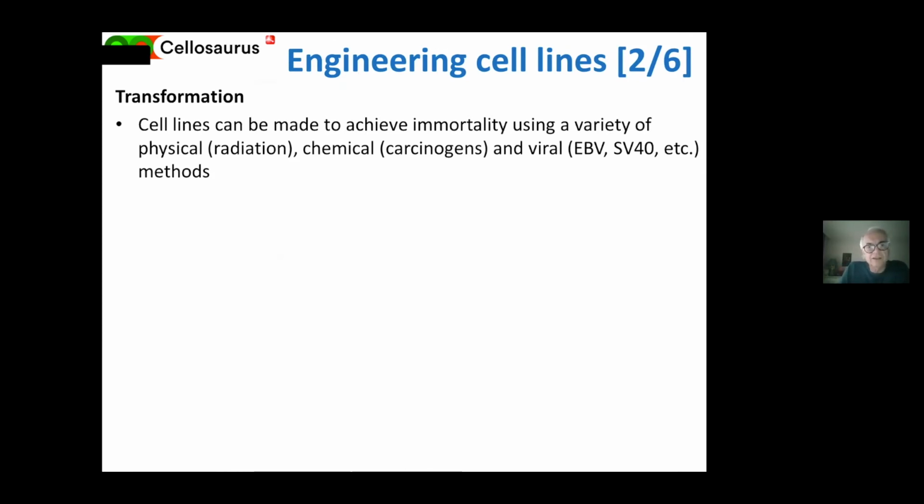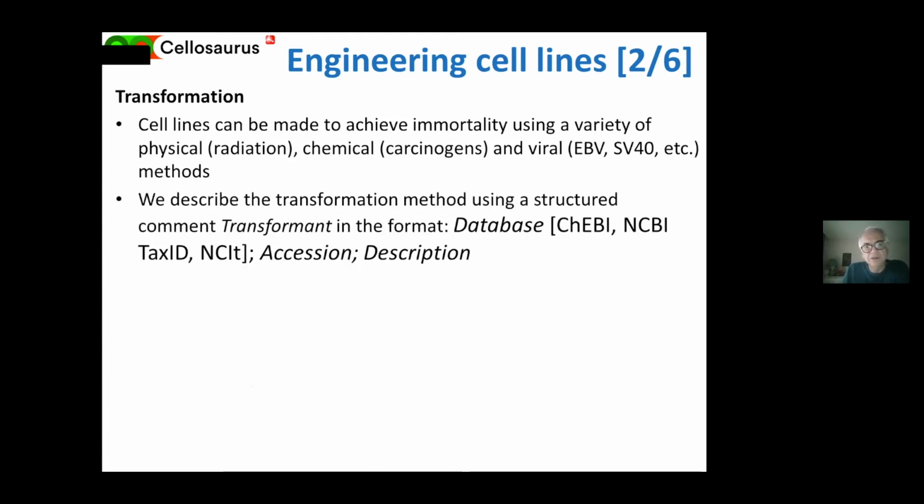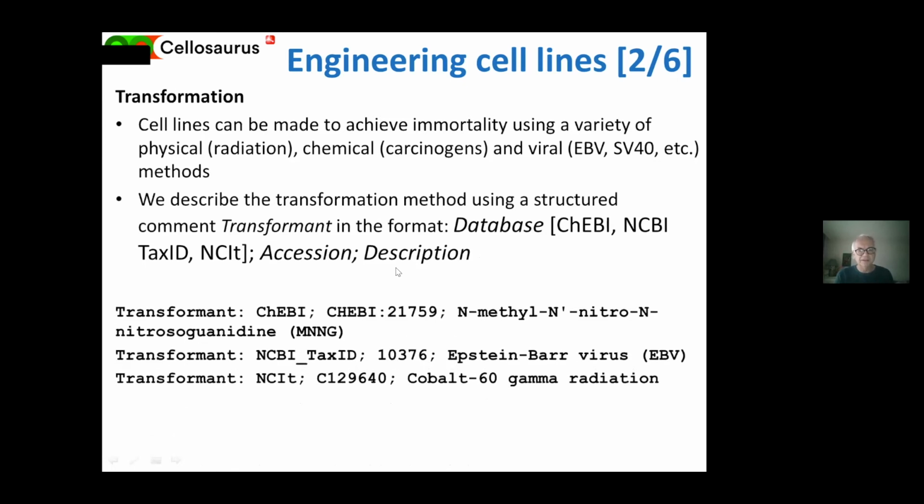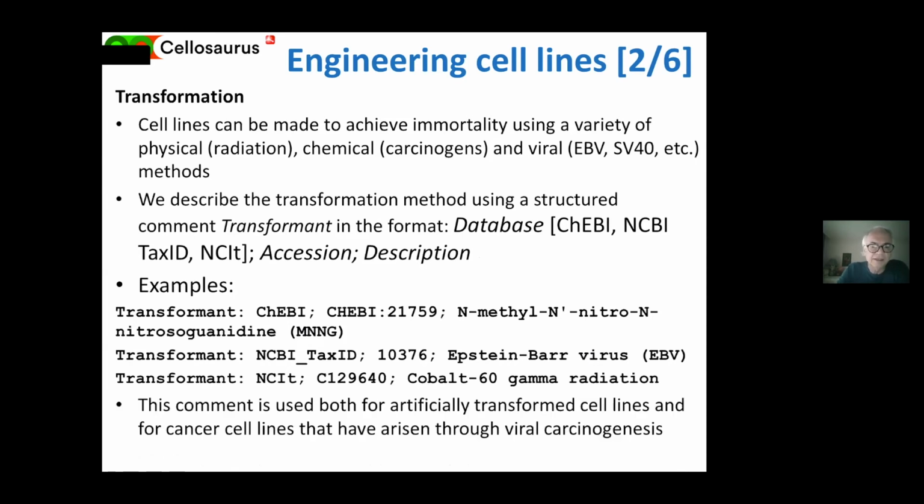So there is a variety of ways you can immortalize cell lines using physical means, radiation, chemical, and viral. And we describe this with a structured field, where there is a database, an accession, and a description. Here are some examples. One example of a chemically transformed cell line with a carcinogen. One example of EBV transformation, which I discussed before, or one example of a radiation transformed cell line. And this is used both for artificially transformed cell lines and for cancer cell lines that have arisen through viral carcinogenesis.